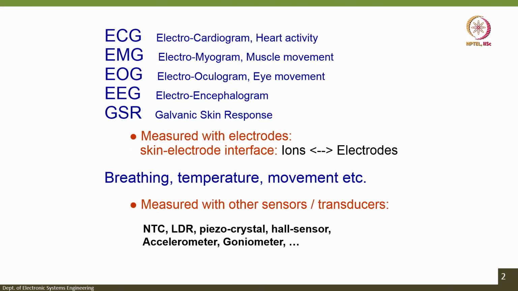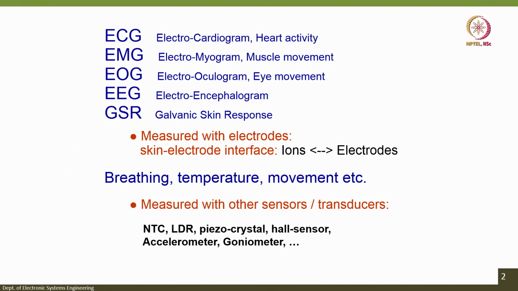So, with that, if you see types of signals, then there are ECG signals, EMG signals, EOG signals, EEG signals, GSR. Okay. So, if you see the screen, like I said, ECG. ECG stands for electrocardiogram, and it measures the heart activity. Second is, if you want to understand the signals arising from the muscle movement, then you can use a technique called electromyogram.